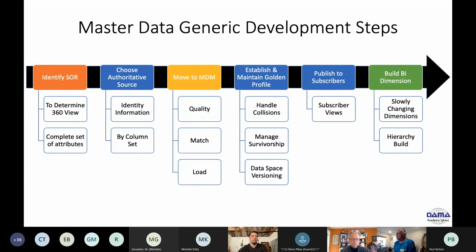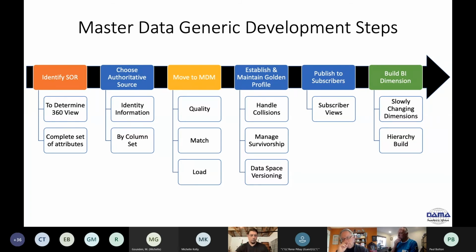So the development steps that I want to share with you, and this is to also help to answer the Renault question about how do we bring all our business partners together. And the idea is that we first of all identify the system of record that will help to populate the 360-degree view of whichever domain that you're talking about. It could be product, could be business partner, could be customer. And there we get a complete set of attributes.